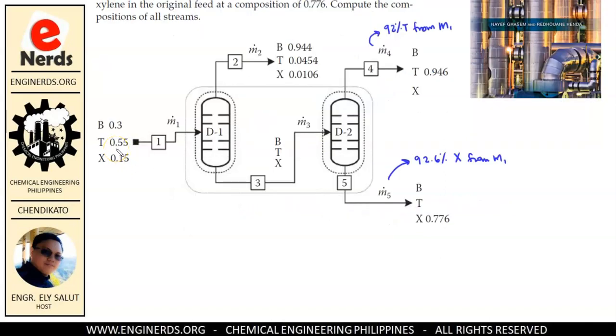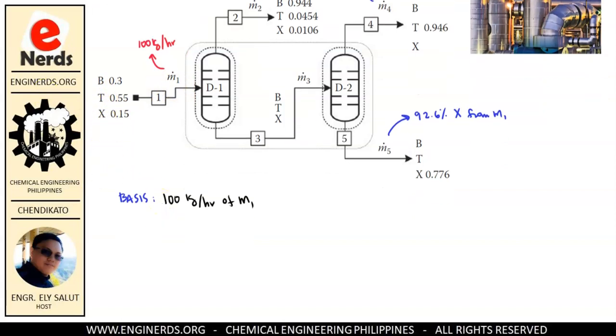Well, of course, first thing to do is to set our basis. And since everything is expressed in percentage, I think it is logical to have a basis of, let's say, 100 kilogram per hour of our feed. Okay? So, our M1 here is equal to 100 kilogram per hour. And since we already have a value for our M1, we can determine the value of our benzene, toluene, and xylene in our feed.